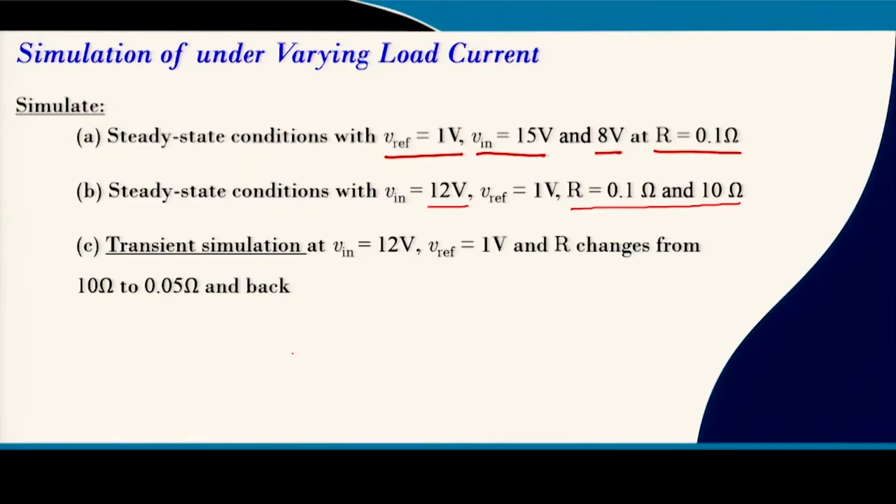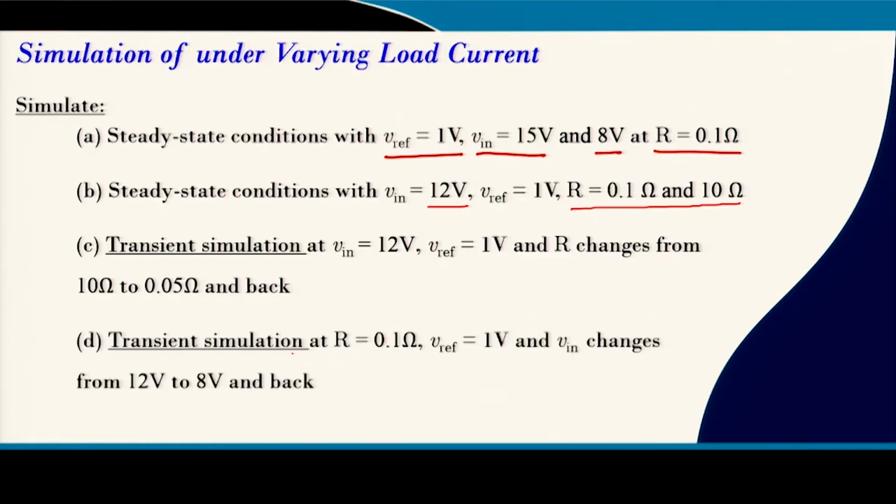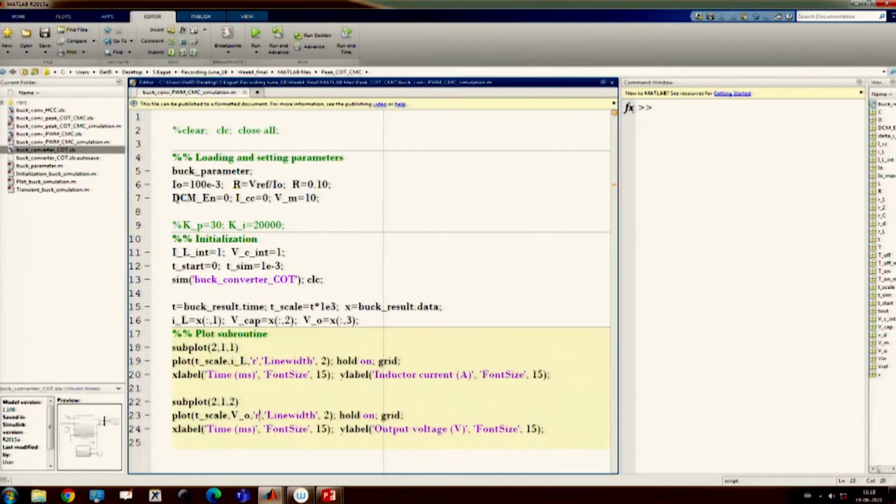Now, we want to do transient simulation. What happens if Vin changes, this part we are going to consider in another lecture where we will make a comparative transient performance. So, for the time being, let us just make a transient simulation for a change in Vin and a change in Vref. First, what are we going to do? We want to make a load transient.